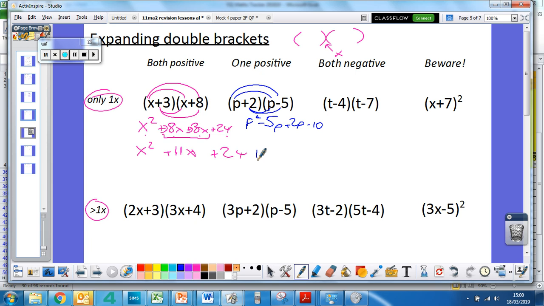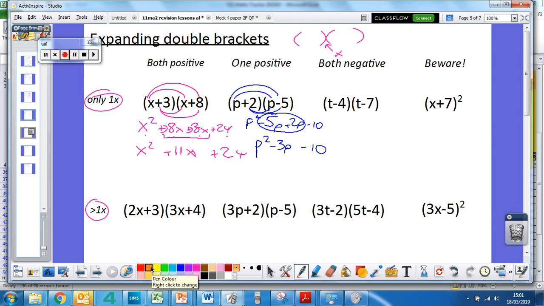We've got the p squared, we've got the minus 10, it's the bit in the middle we tidy up. We've got minus 5 plus 2. So it's going from negative 5 up 2 places, up the number line, to negative 3. So minus 3p. Again, just be careful with your negatives. Multiplying them or adding and subtracting them. It's always dangerous. On to the next one.